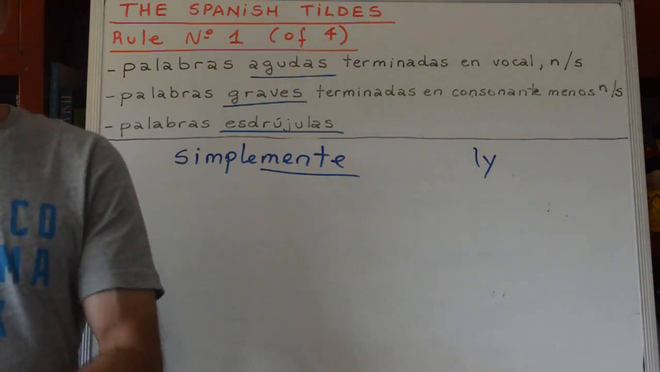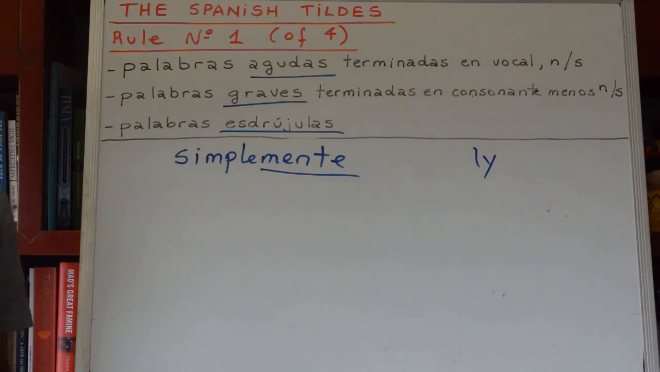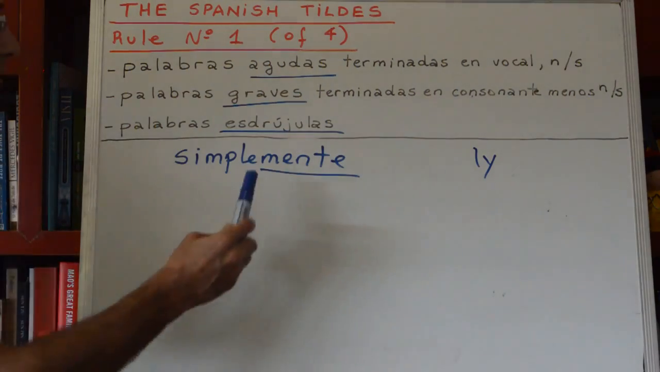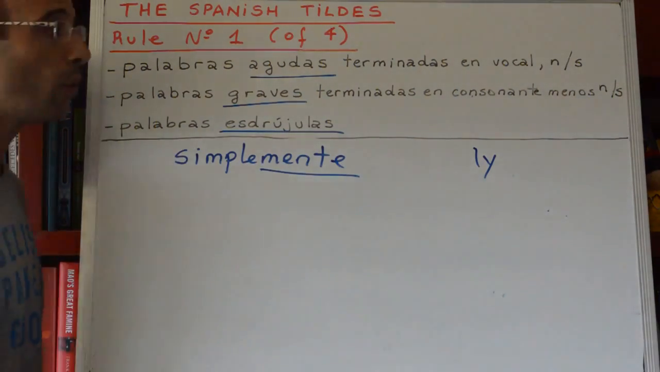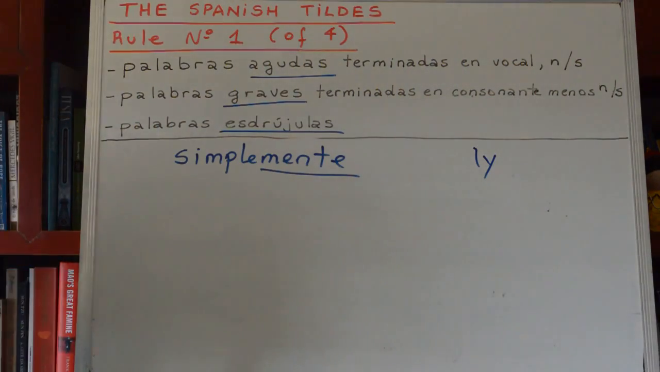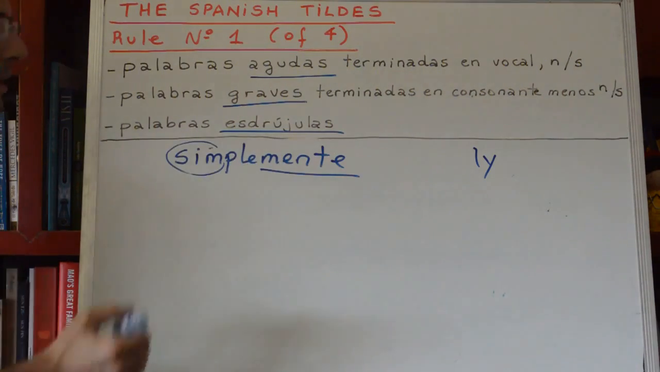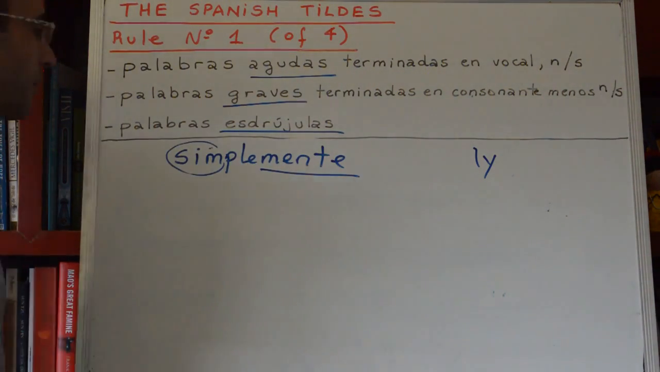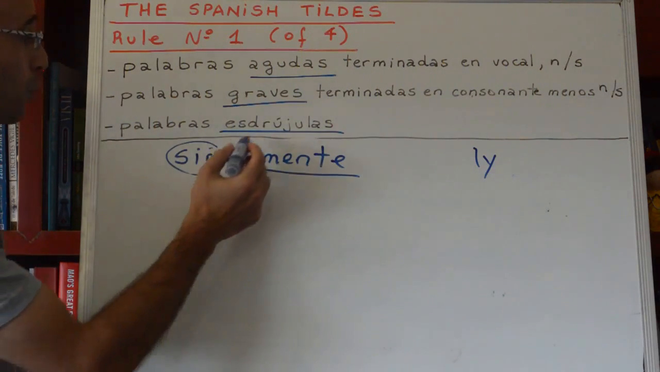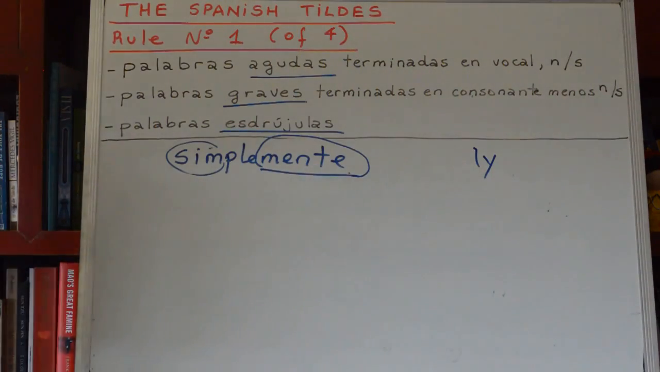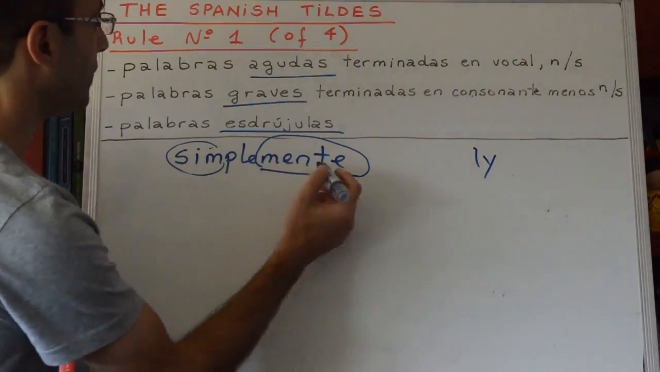Amargamente would mean bitterly, right? Inteligentemente, intelligently, okay? So the suffix mente is equal to the suffix ly. Now, simplemente, where is the accent? It sounds as if it were here, okay? In simplemente. But here, to apply the rule, we have to recognize that there is a suffix to this word, the suffix mente.